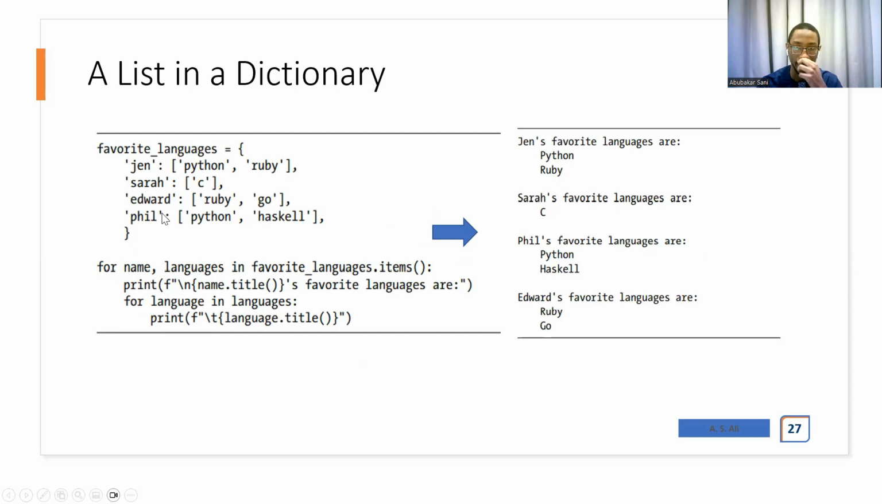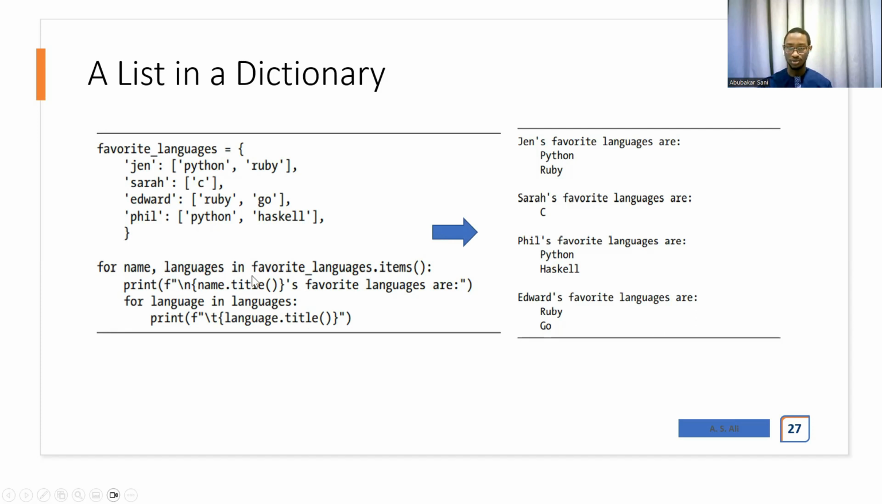Now it's a dictionary where it has lists. For example, we have our favorite languages dictionary where we have our friends and each one has a favorite programming language. But now somebody can have more than one favorite programming language. For example, Jane has Python and Ruby as her favorite programming languages, although Sarah has only one, which is C. But Edward, as well as Phil, both of them together with Jane have two favorite programming languages. So you can see this is a list inside a dictionary. Okay? So we can do so many things.